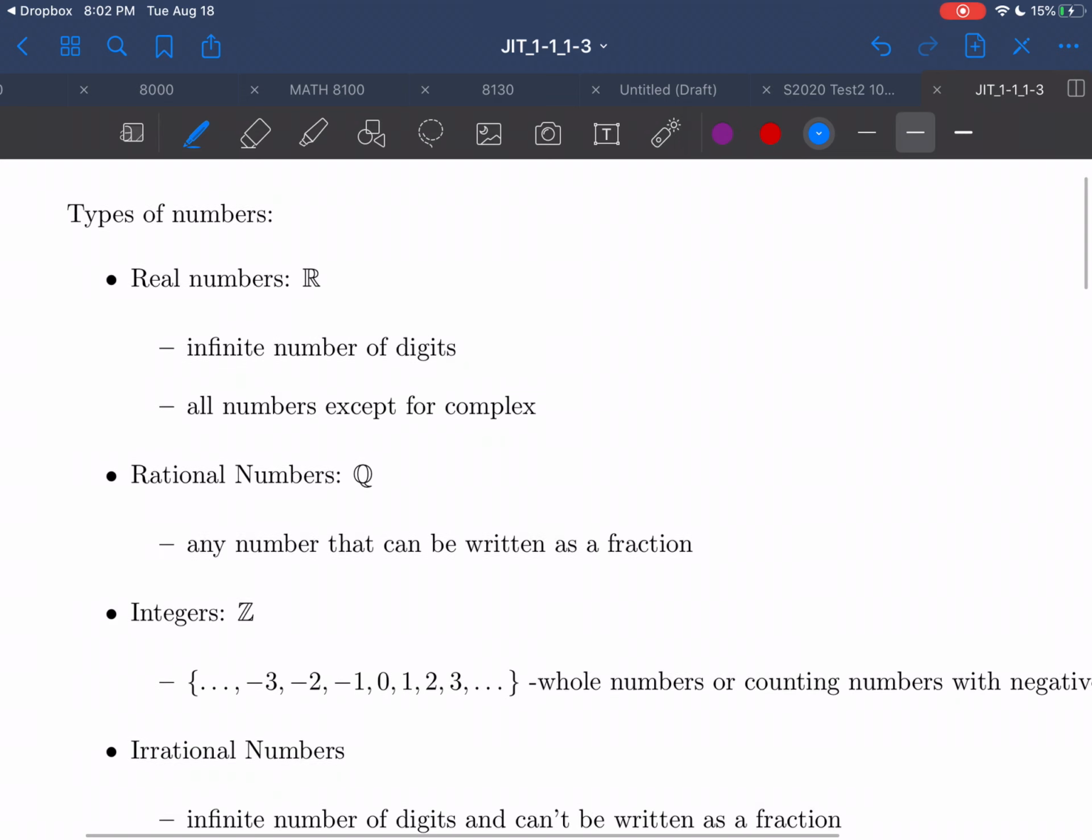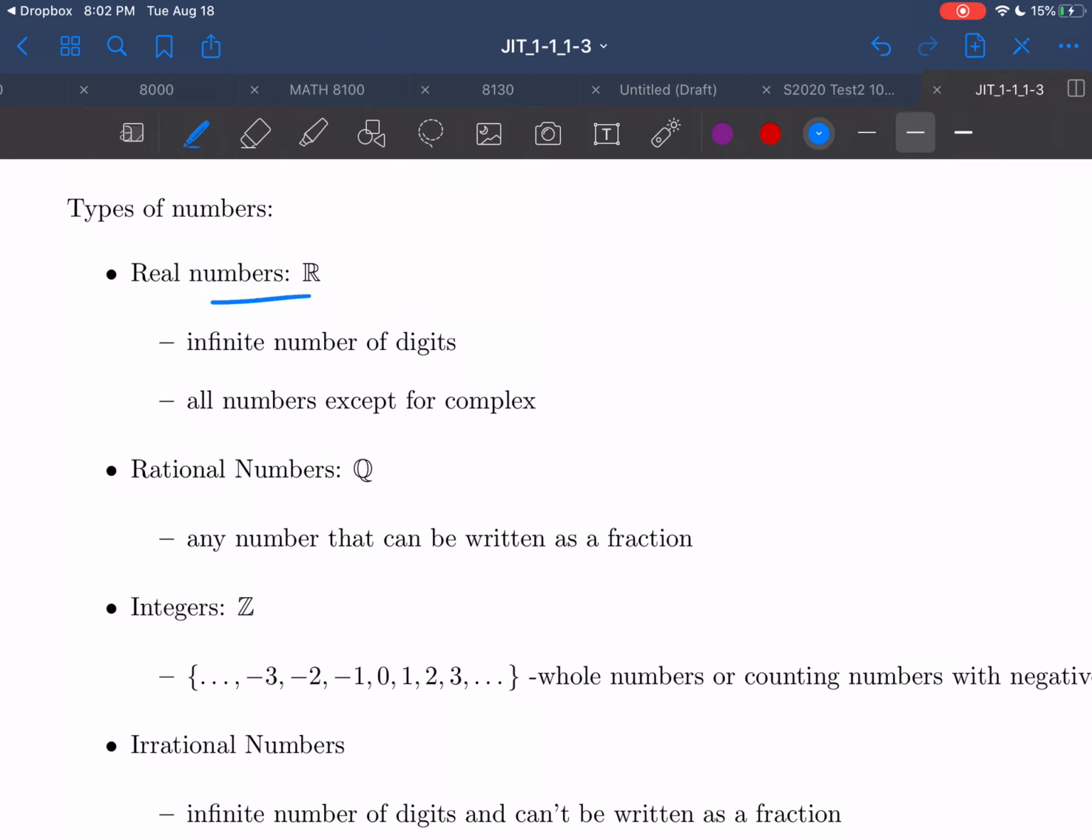Okay, so we've got a couple different types of numbers, and these will really come into play later, but I figured it'd be better to just go ahead and introduce the terminology. So there's real numbers, which you might see represented as this script R. Real numbers can have an infinite number of digits. It's really all numbers except for complex numbers. And while we don't necessarily do a whole lot with complex numbers, just know that they exist.